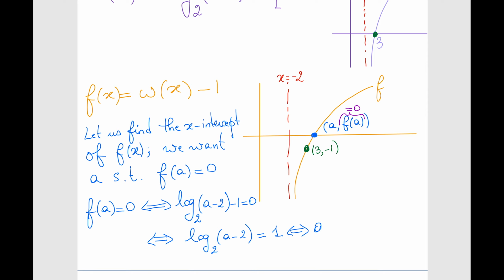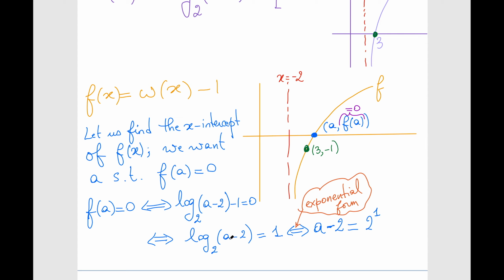We get what? Remember, we get 2 to power 1 is equal to a minus 2, right? Correct. So what did we do in this step? We passed to exponential form, right? So we rewrote the equation in exponential form. That's what we did. Why? Because I want to free the a.